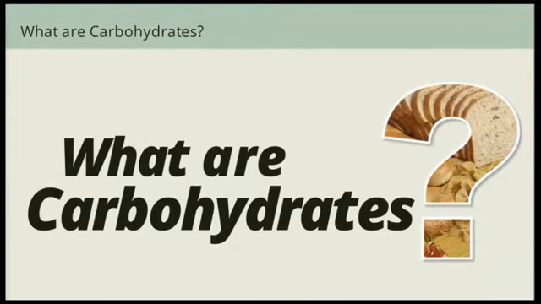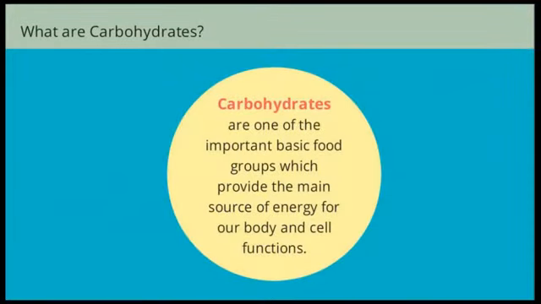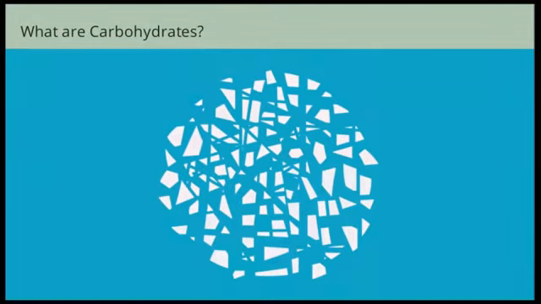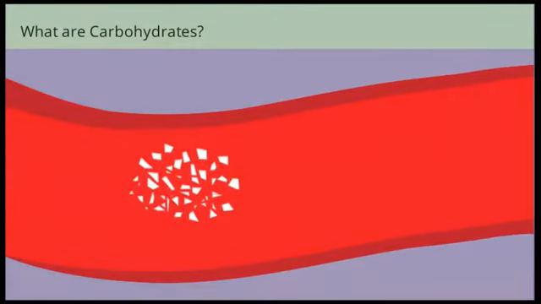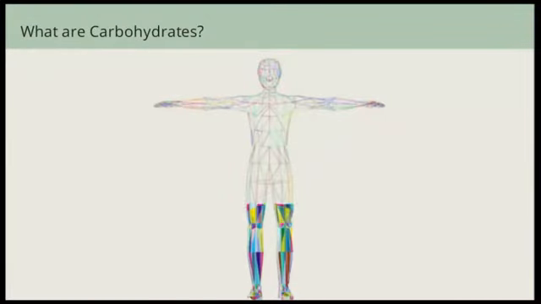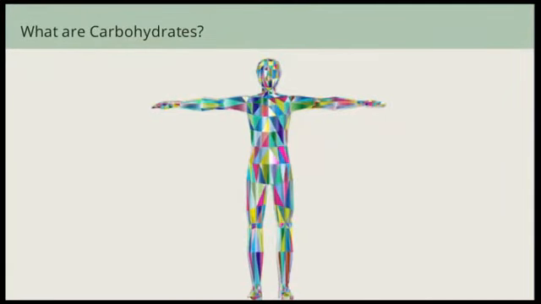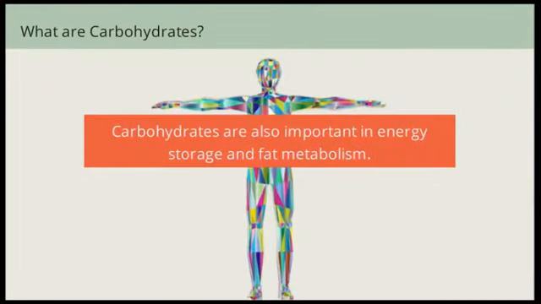So what are carbohydrates? Carbohydrates are one of the important basic food groups which provide the main source of energy for our body and cell functions. Carbohydrates are broken down into glucose, which is then transported through our bloodstream to provide energy to all cells and organs of our body. Carbohydrates are also important in energy storage and fat metabolism.